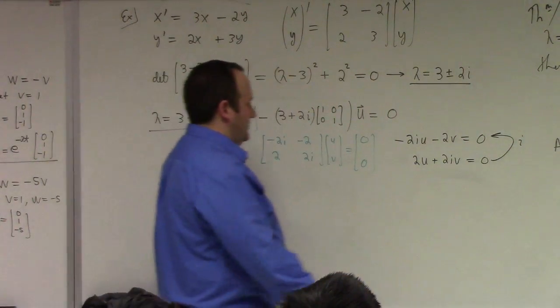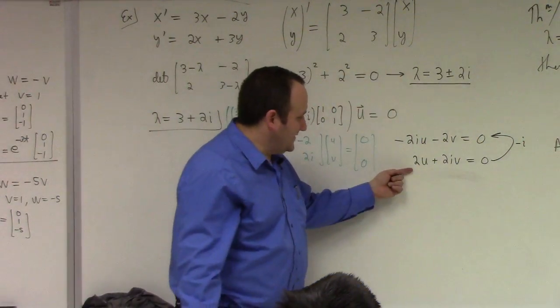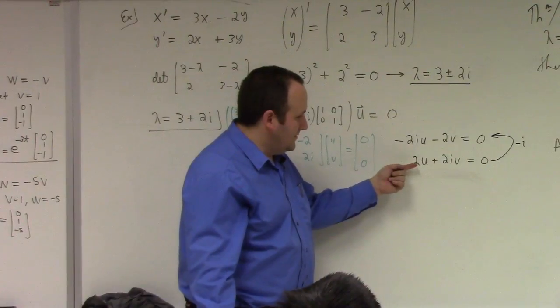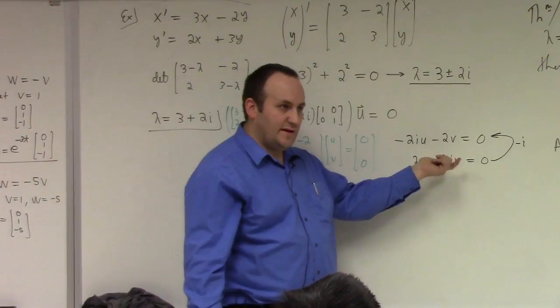Still an idiot. Multiply by minus i, right? So if I multiply this by minus i, I get minus 2iu, and then minus 2i squared v, which is minus 2v.